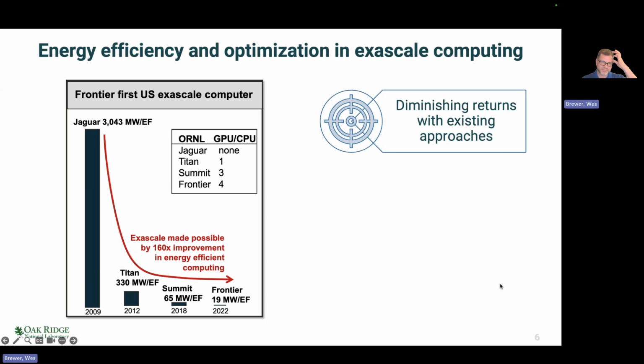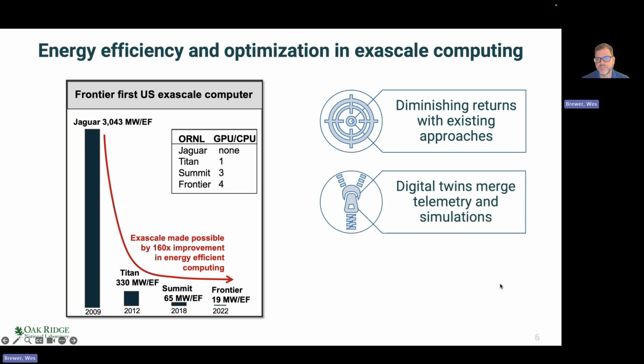So what we see with this flattening curve is that there's diminishing returns on energy efficiency with existing approaches. On the topic of operational energy efficiency, there's been a lot of work done recently on studying telemetry data and also on isolated simulations of cooling. And so one thing that digital twins can do is merge both the telemetry and the simulations to provide a holistic virtual representation of the system.